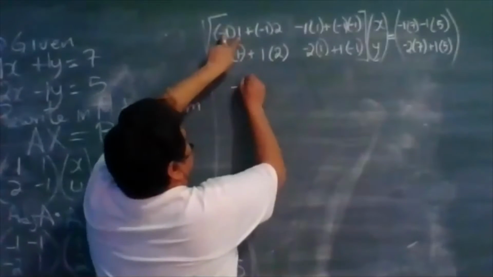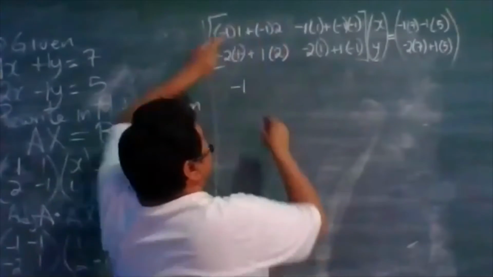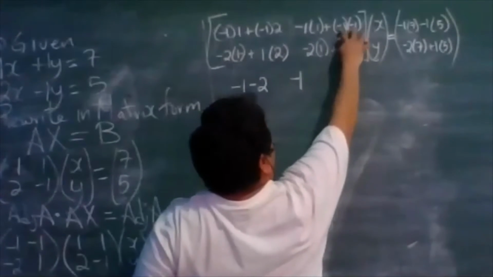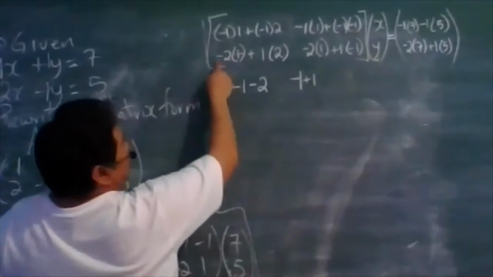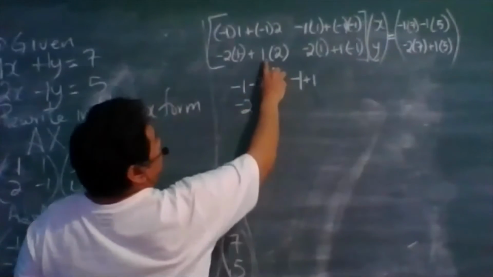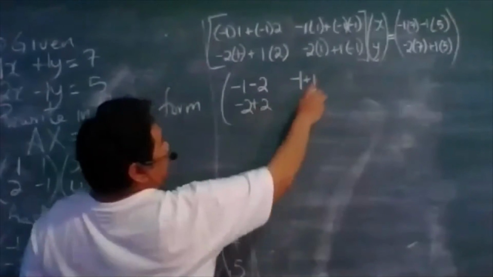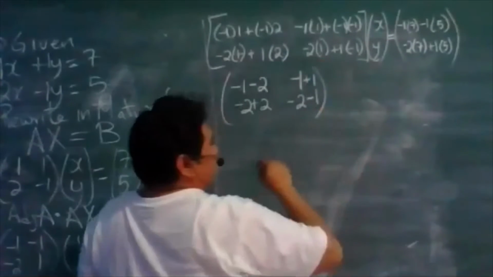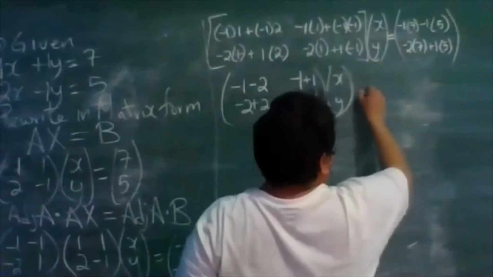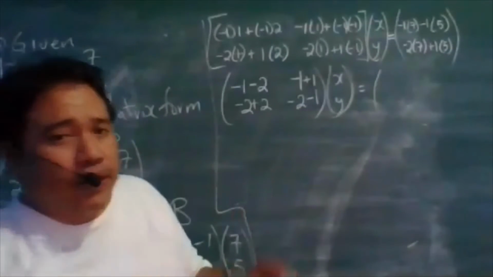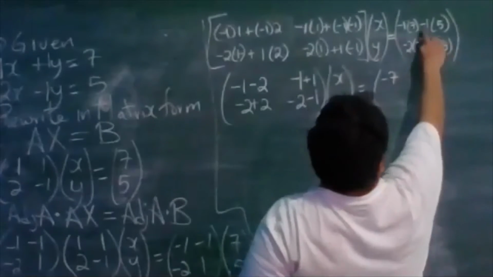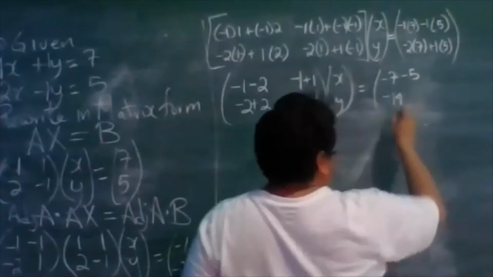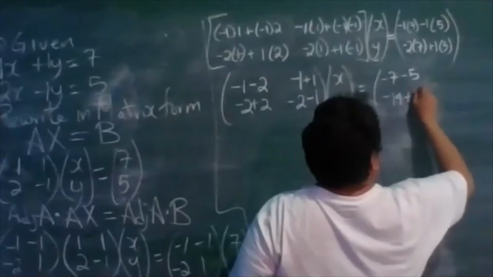Negative 1 times 1 is obviously negative 1. Negative 1 times 2 is negative 2. Negative 1 times 1 is negative 1. Negative 1 times negative 1 is a positive 1. Negative 2 times 1 is a negative 2. 1 times 2 is 2. Negative 2 times 1 is negative 2. 1 times negative 1 is negative 1. Times x, y equals negative 1 times 7 is negative 7. Negative 1 times 5 is negative 5. Negative 2 times 7 is negative 14. Plus 1 times 5 is 5.